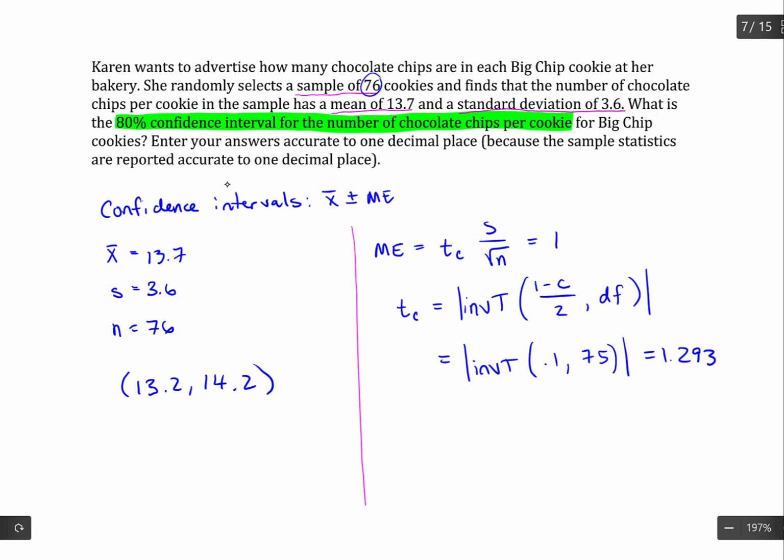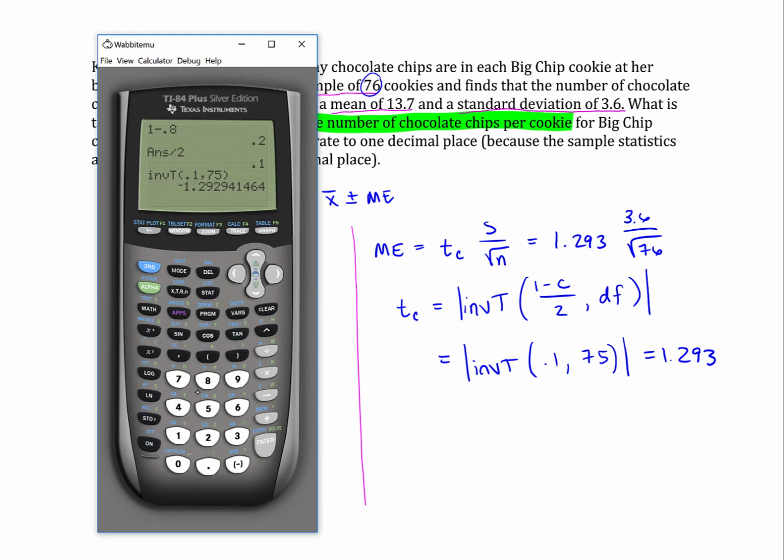So my margin of error then would be 1.293 times the standard deviation of 3.6 over the square root of 76. And I think what I'll do is I'll just say times, just to make sure I get it just as accurate as I can. 3.6 divided by the square root of 76. And I realize this is going to come up negative, because when I used the negative 1.293, that negative is still there. The margin of error is supposed to be a positive number. So I'll just take the absolute value. So 0.53.